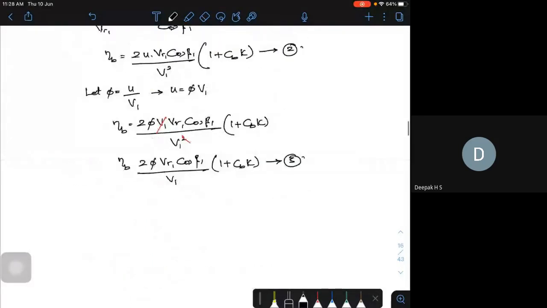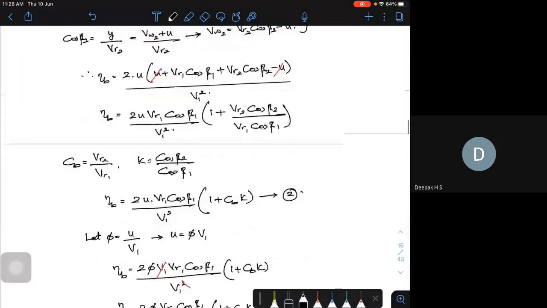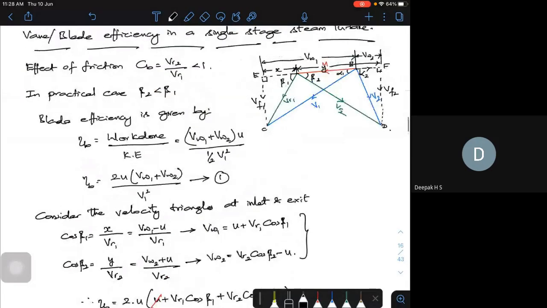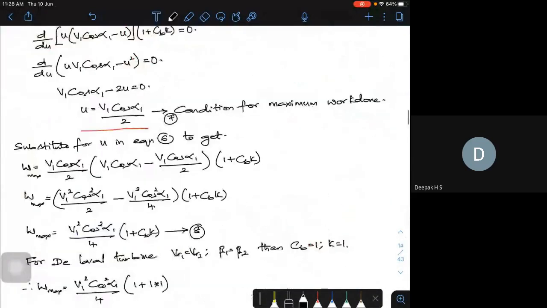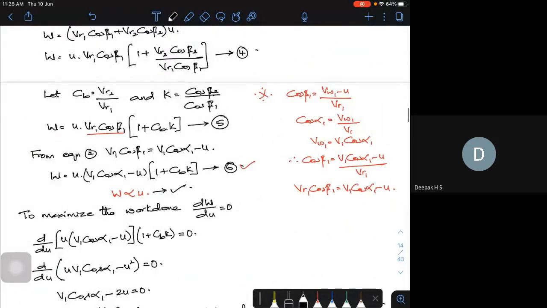Then what is this VR1? If you go back and see, what is your VR1? I can write VR1 in terms of alpha. Yesterday, I think we got that expression. So what is it actually? VR1 cos beta 1.